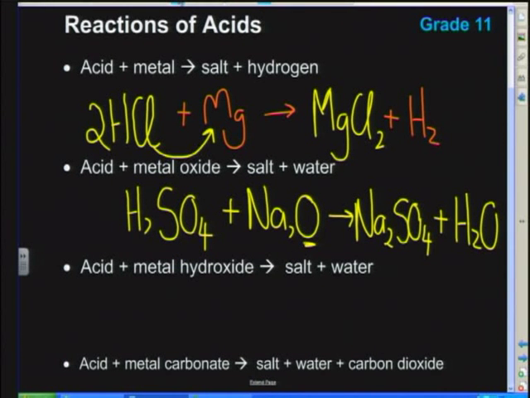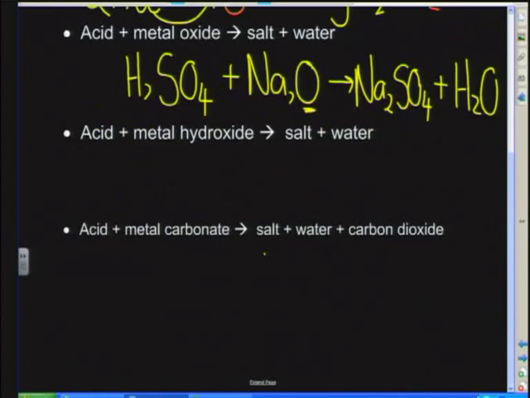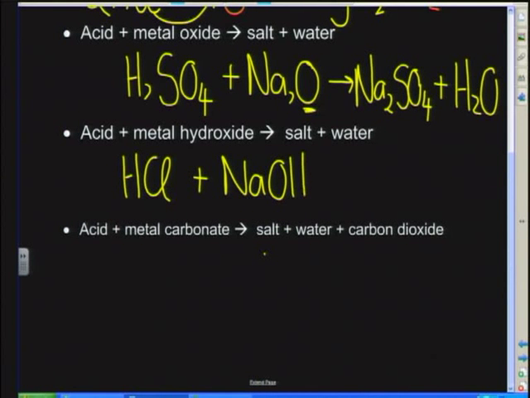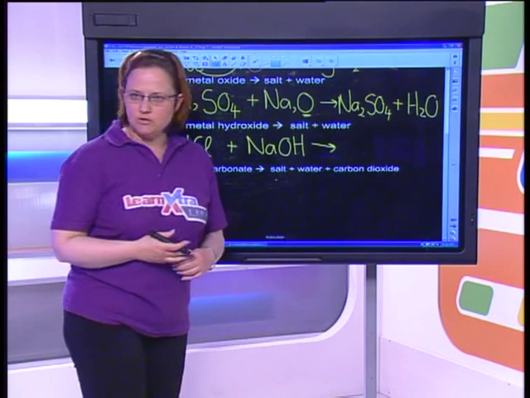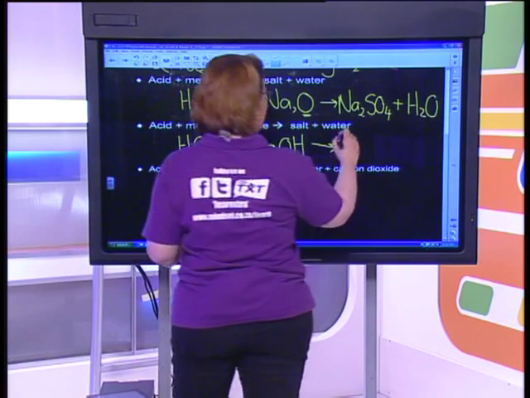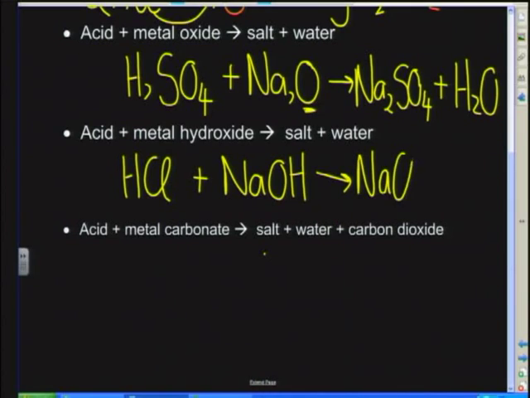Then we have, and this is the one you're going to see often, acid plus a metal hydroxide. Okay, so let's take HCl again, and this is the one you're going to see most often. HCl and sodium hydroxide, NaOH. Hopefully you know this. The nice thing about this reaction is that it gives us a salt, otherwise known as table salt, NaCl, okay, plus water.